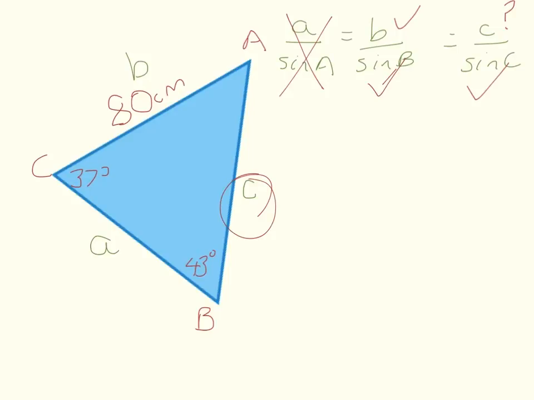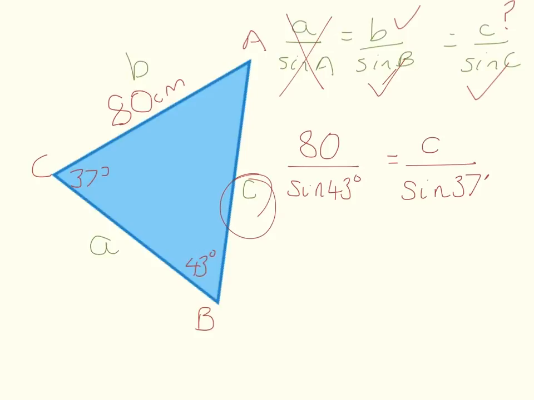Okay, so we're going to write b over sine B. b is 80 centimetres, so it's 80 over sine of 43 degrees. And that is equal to c, that's what I'm looking to calculate, divided by sine of C. Well, C is 37, so it's going to be sine of 37 degrees.